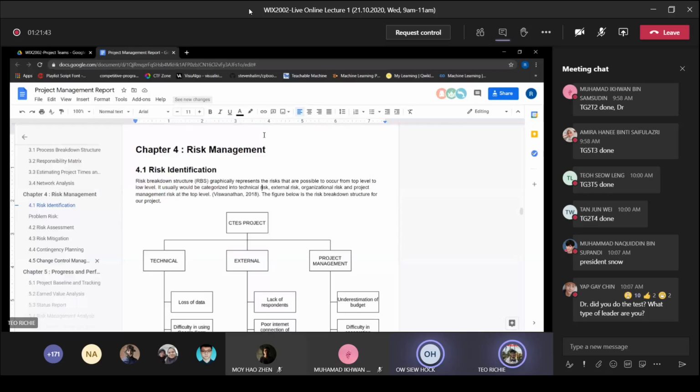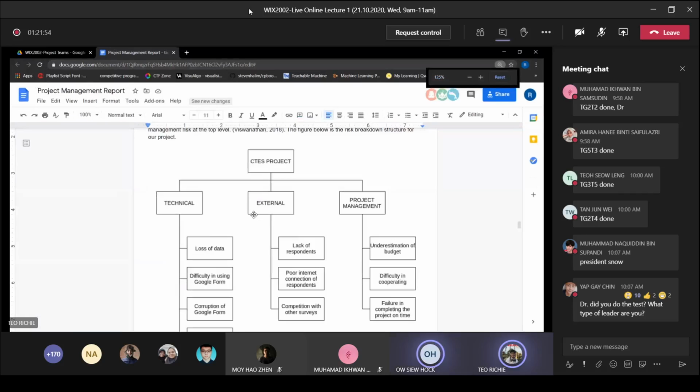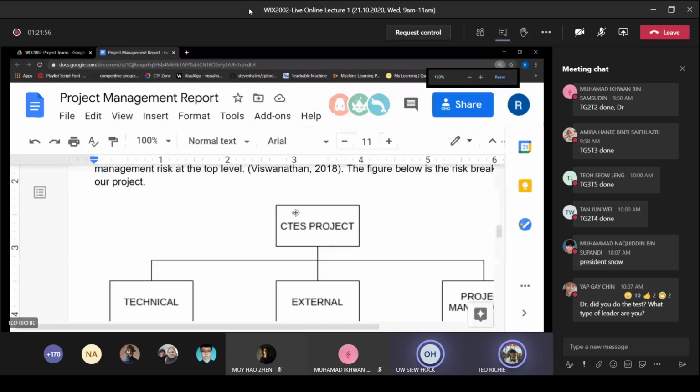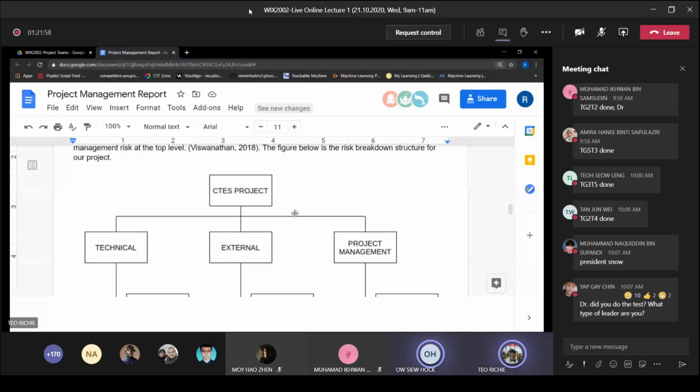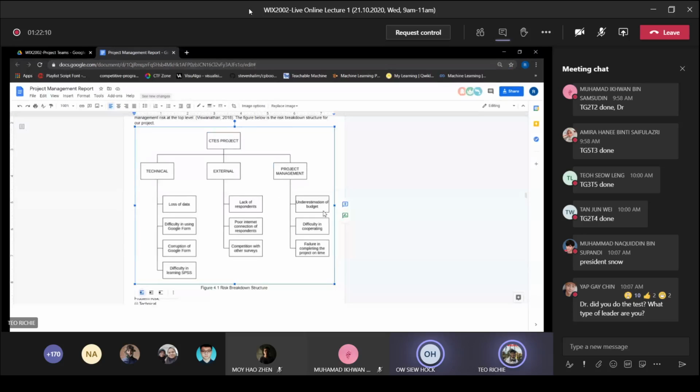Okay. Doctor, can you see? Yeah, enlarge. I think you can enlarge the font. This is a Word file, right? It's Google Docs. Now I can see better. Okay, I see test project. Technical, external. Okay, scroll down a bit.